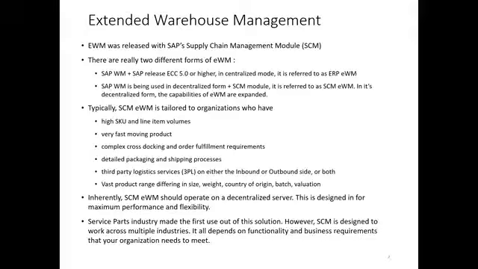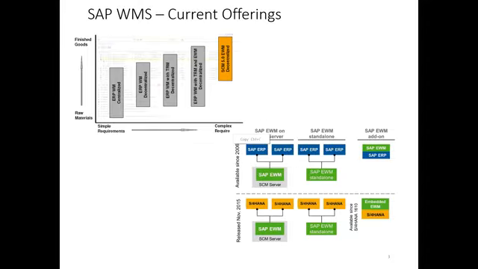EWM provides simple solutions as well as complex solutions. For a simple warehouse, say a small warehouse of 2 or 3 racks, you can implement EWM. And if you have a very complex warehouse, say in automobile, with 10 levels of parking and different spare parts, you can implement EWM for that level of complexity as well.